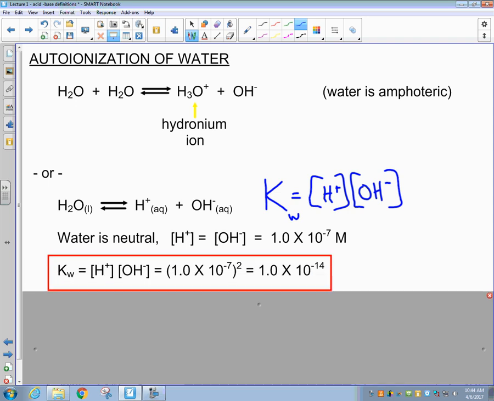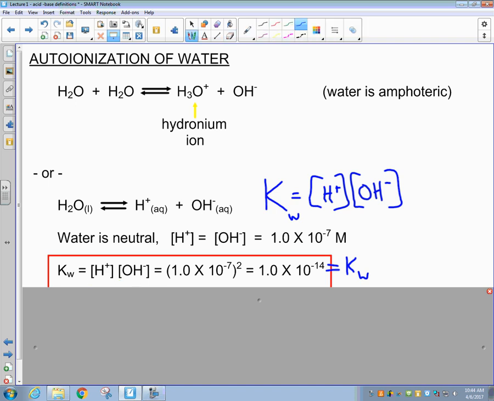So, what we end up with is our KW expression. We have the hydrogen ion concentration times the hydroxide ion concentration. Since they're both the same concentration, we basically square that concentration and we get 1.0 times 10 to the minus 14th. That is your KW value at 25 degrees Celsius, and that is a constant at 25 degrees Celsius.